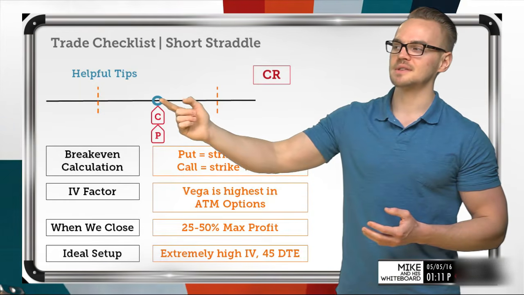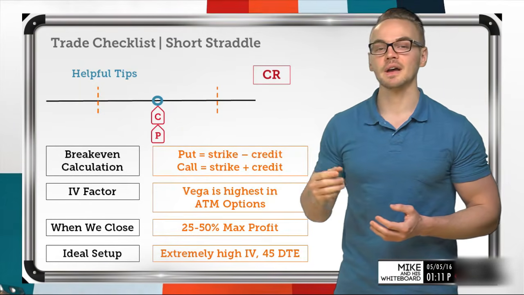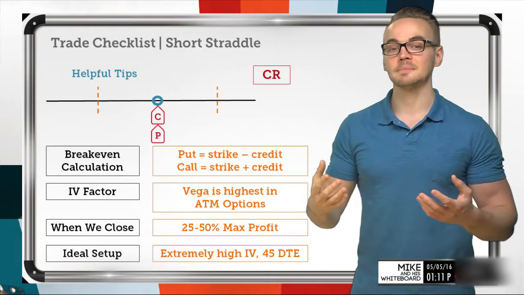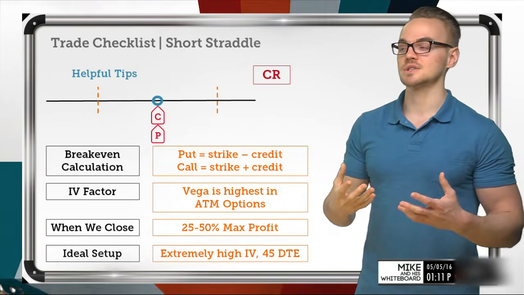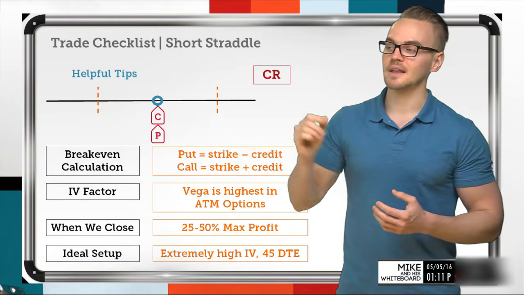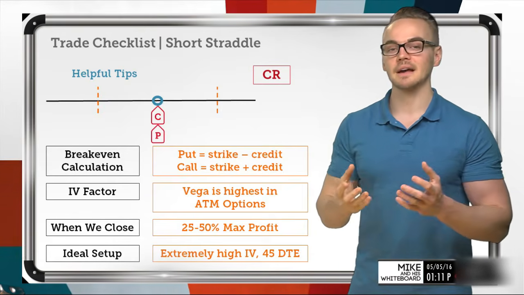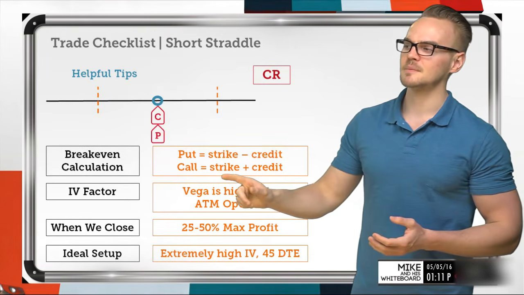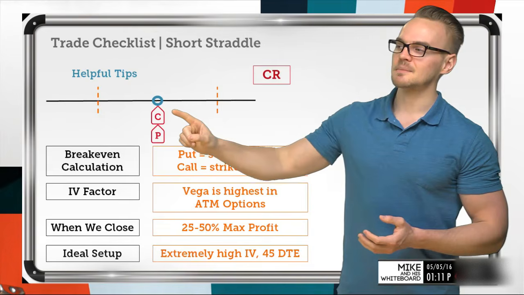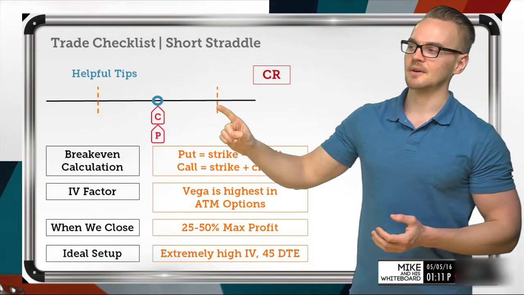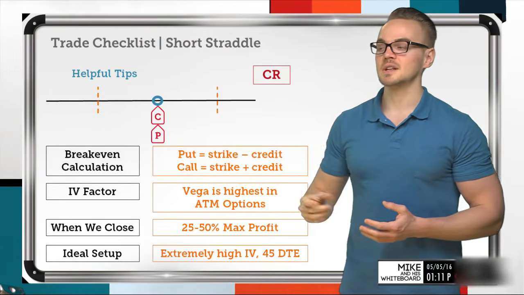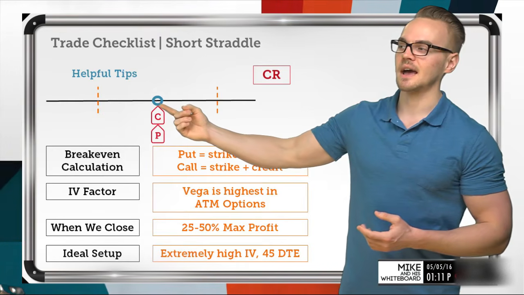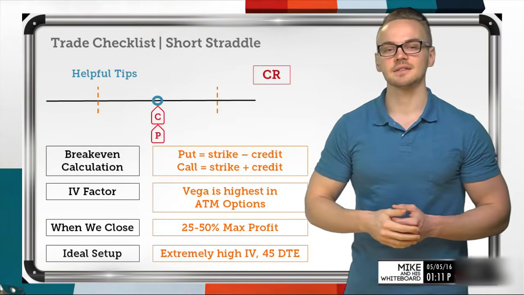So since I know when the stock price goes up, that's going to move my call in the money, which means I'd have to buy it back for a certain value at expiration. And I'd have to use that credit that I originally received to buy back that option. To determine my break even to the upside, I just take my call strike and I add that credit that I received originally. So let's pretend this is a $50 stock and I collected $5 for selling this straddle.